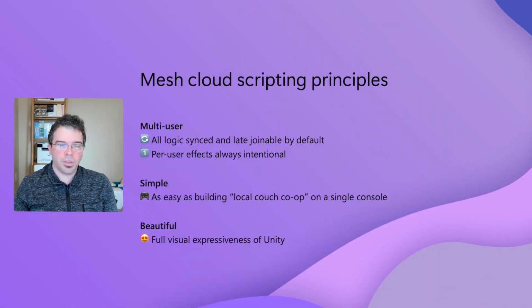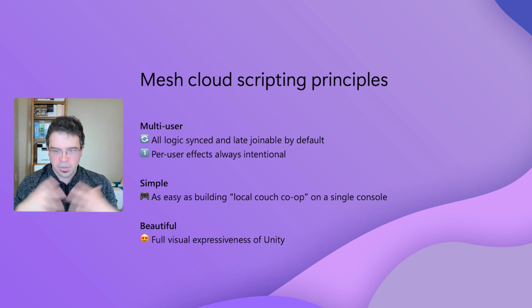So as you just saw, with Mesh Cloud Scripting, we follow some key principles to make it straightforward and simple to develop applications that are multi-user and also live in real time. We have all of our logic synced and late joinable by default. Every action you take, every poke you do in the Mesh DOM API, all that happens automatically for everybody across your scene. But when you want to do per-user effects, you can. It's always intentional and you always know that you're doing it, but it is possible, and it lets you build multiplayer games or experiences where one person gets some kind of custom trigger for something that they're doing.